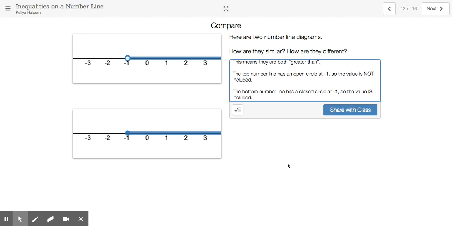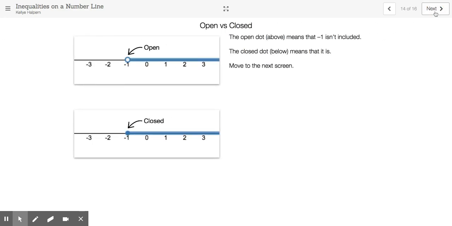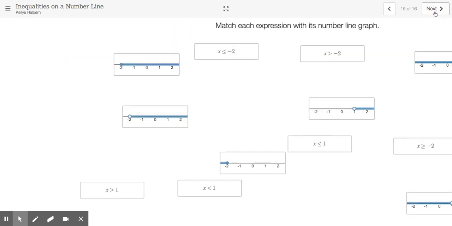The top number line has an open circle at -1, so that means that -1 would not be included. It would just be x's that are greater than -1. The bottom one, though, is colored in, and that signifies that the -1 is included. So it would be x is greater than or equal to -1. There's nothing to complete on screen 14, but in looking at the information, I feel pretty good about my last response.